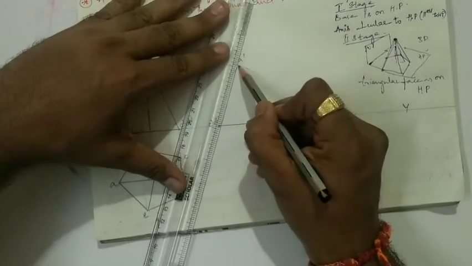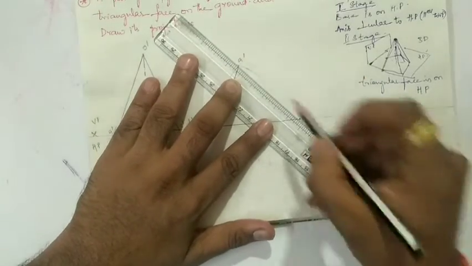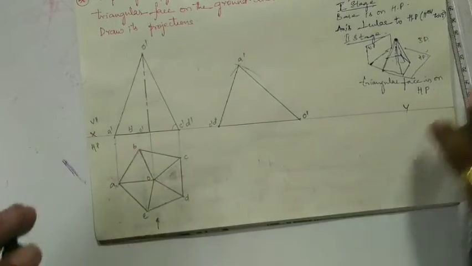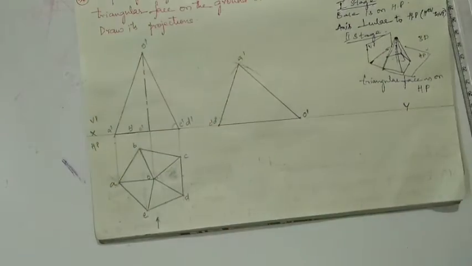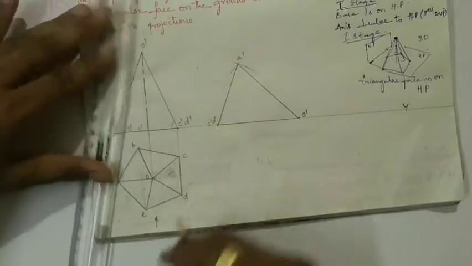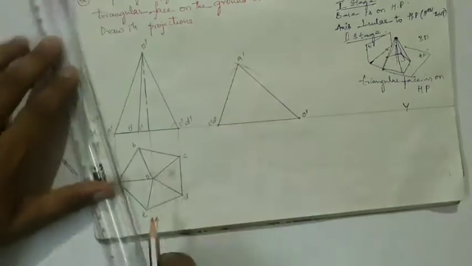Join A dash to C dash D dash, and then afterwards A dash to O dash. Simultaneously make the marking of these points. One more line I forgot to mention here. This is the one.